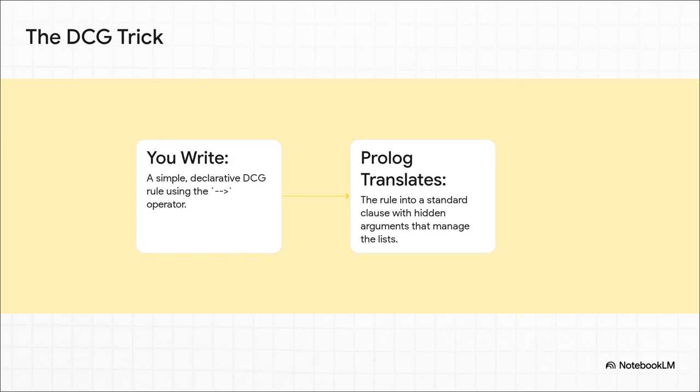Here's the trick. DCGs are what programmers call syntactic sugar. It's a fancy way of saying it's a shortcut. You, the programmer, get to write these simple, clean, easy-to-read rules. Then, behind the scenes, Prolog automatically rewrites them into more complex but super efficient standard code that handles all the messy bits of list processing for you. You get the clarity, the computer gets the power.